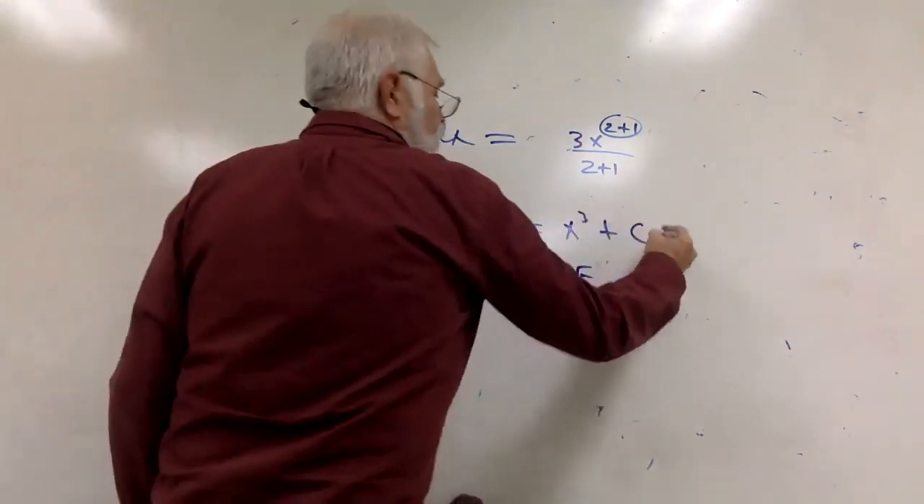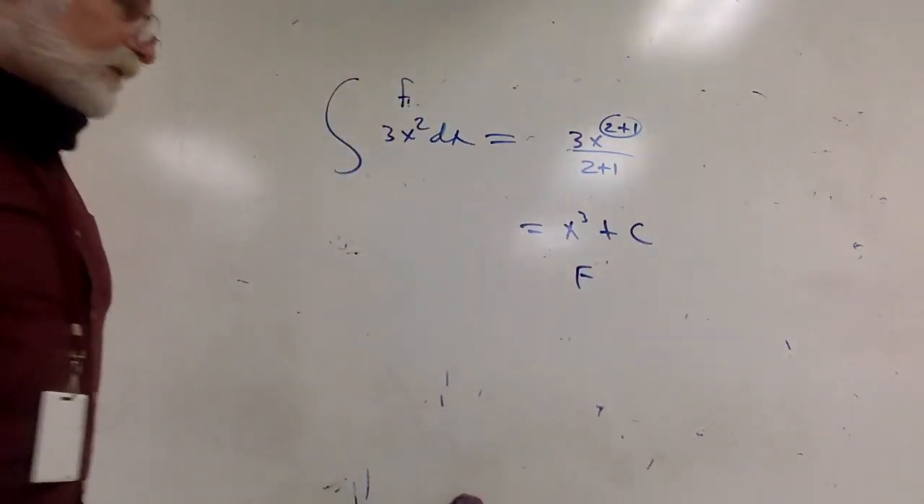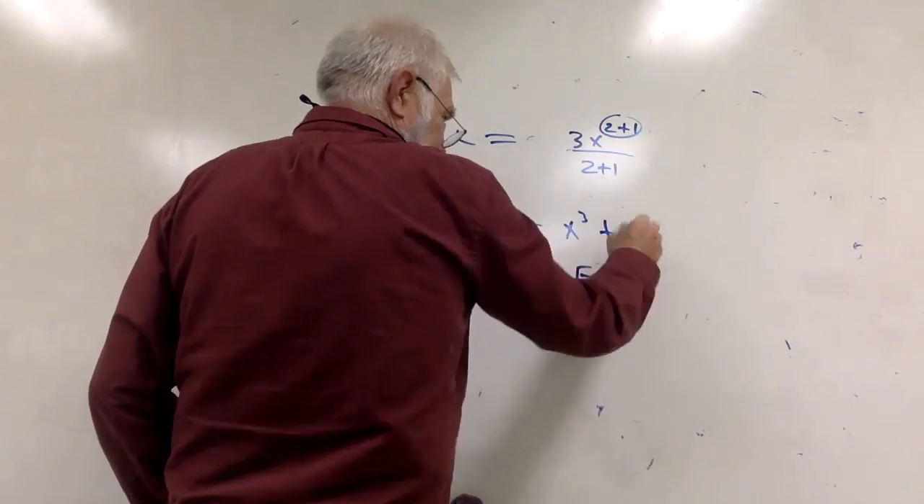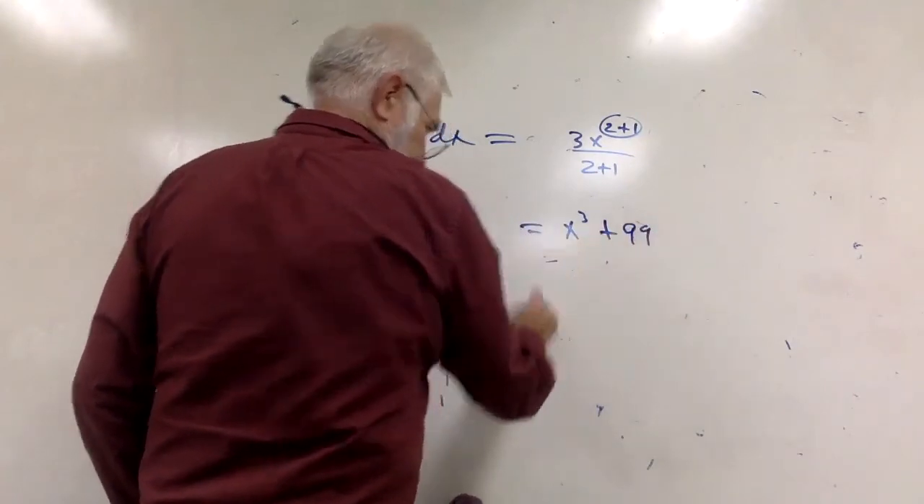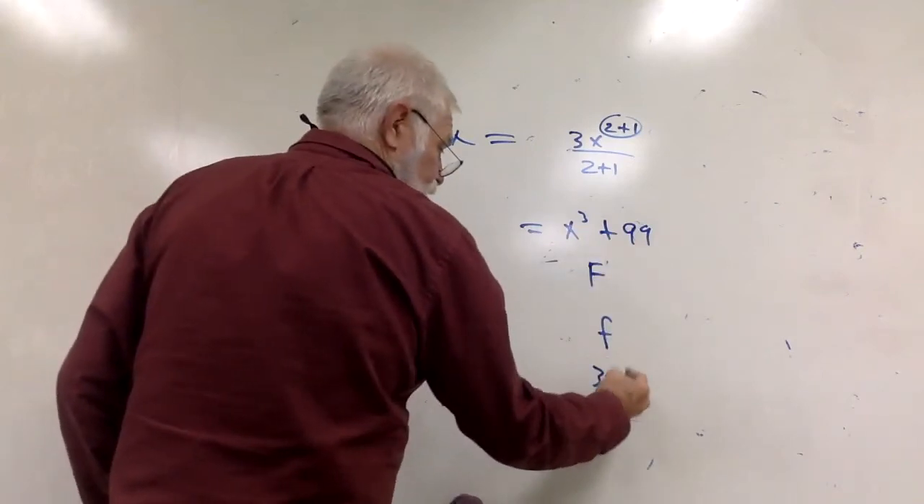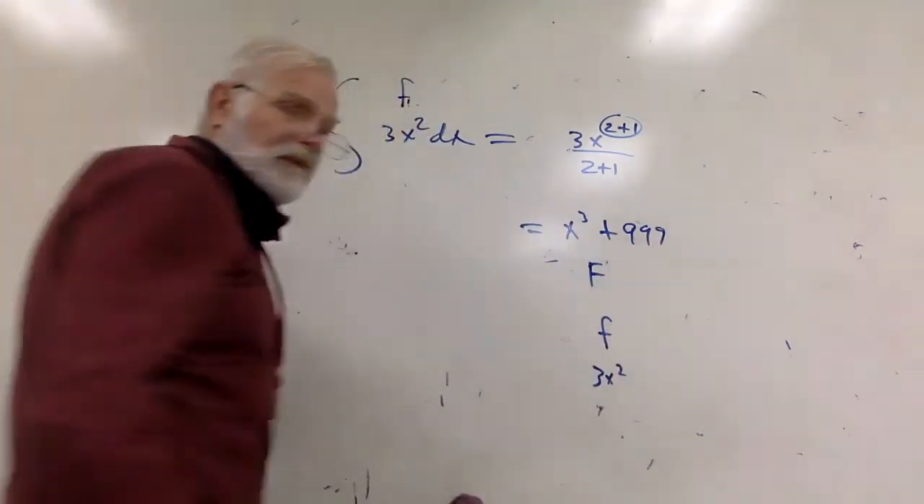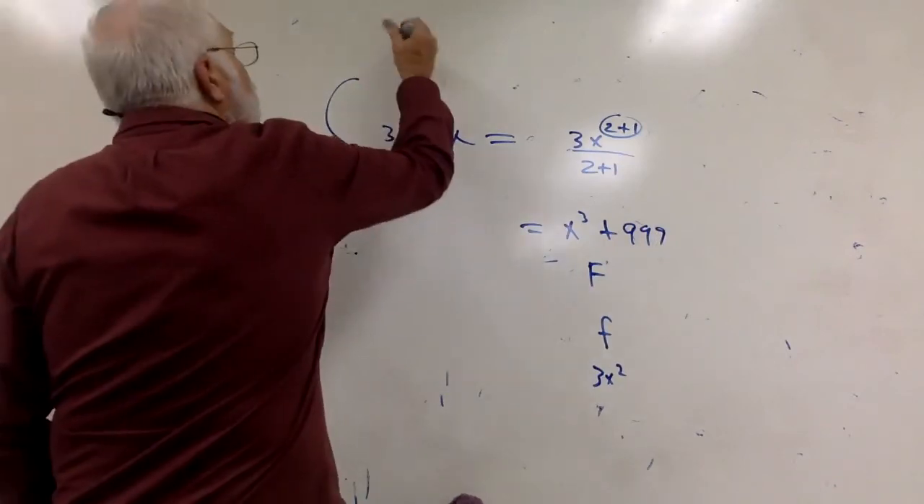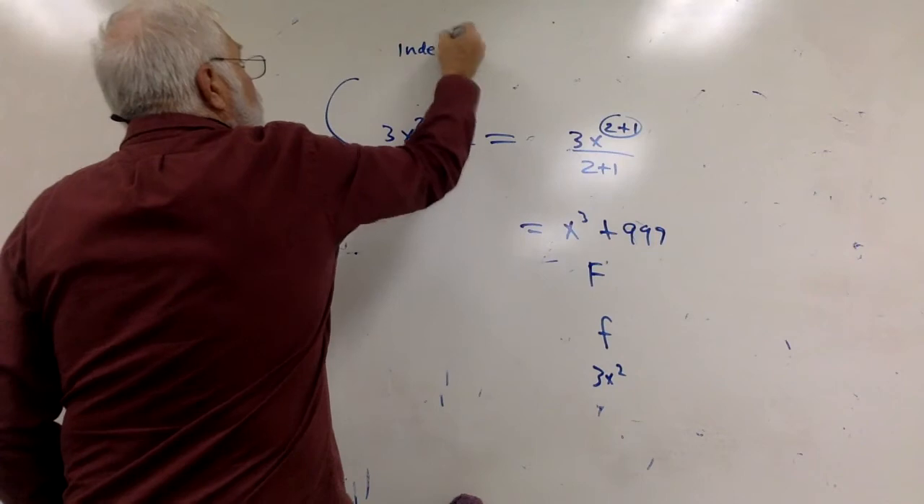And you actually have to put a c there, because the derivative of x cubed plus any number, I don't care what number you put here, 99, that's big F. What's little f? 3x squared. This could have been 999. The derivative of a constant is 0. So this is called an indefinite integral. Indefinite. Okay?